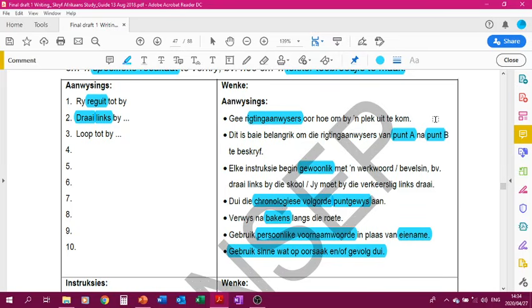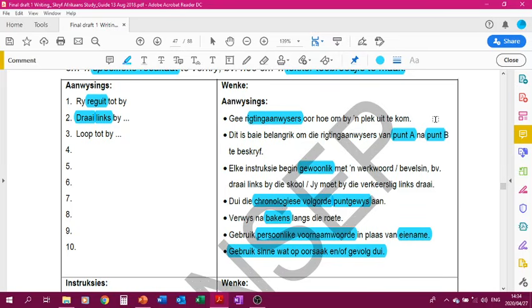Ry reguit tot by die tweede stopstraat waar jy 'n moskee aan jou linkerkant sal sien. Drive straight until you find the second robot. There you will see a mosque on your left hand side. Draai links in die draai in en voor jou sal jy, I think it's a shell stop or whatever, but you get what I'm saying. So when you drive here, you will get that. When you drive there, you will get that.